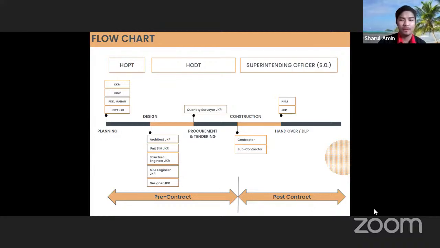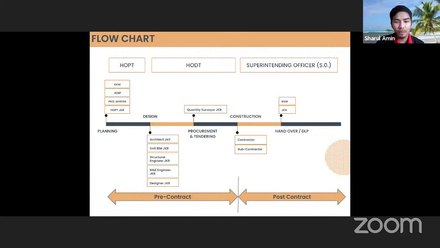Okay, about the flowchart for this project. During the planning process, the client will discuss with HOPT about the planning, the budget and the due date. After done with the planning process, we go to the design process, where the involved team is the architect, unit BIM, structural engineer, mechanical and electrical, and designer JKR. Unit BIM just assists to do the modeling.